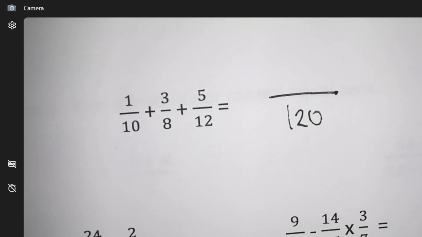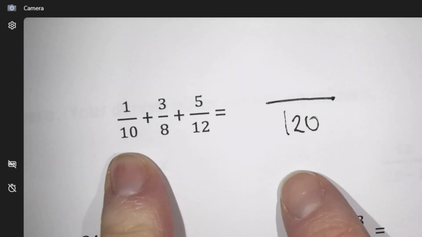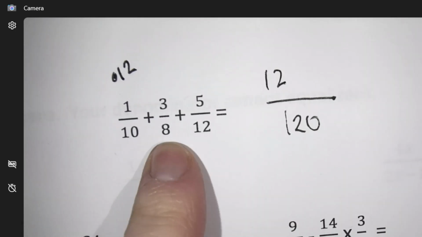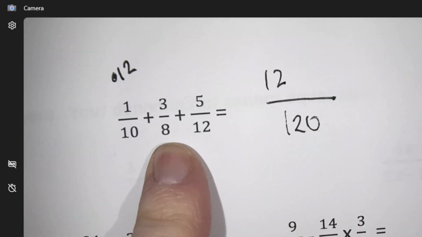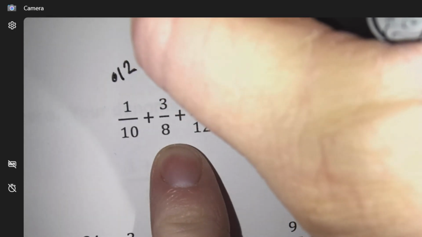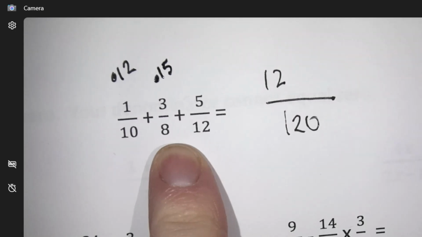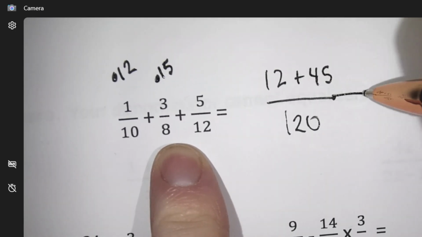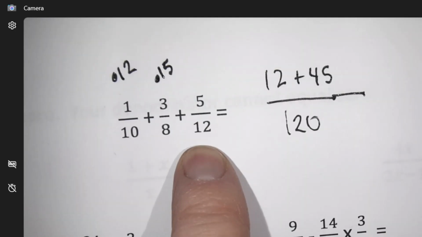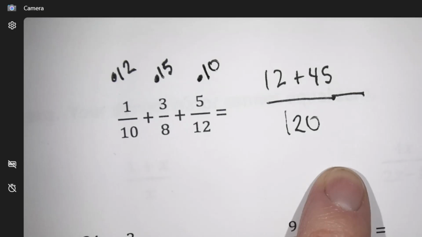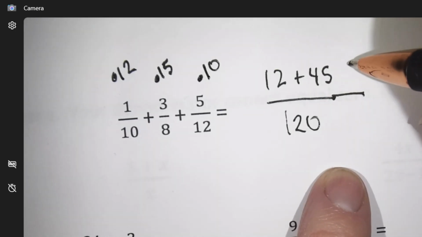So each time you say 10 to 120, what did I do? Times by 12. So 12. 8 turned into a 120. What did you do? How do you turn an 8 into a 120? Times by 15. So 3 times 15, 45. What did you do from 12 to 120? Times by 10. So 50.